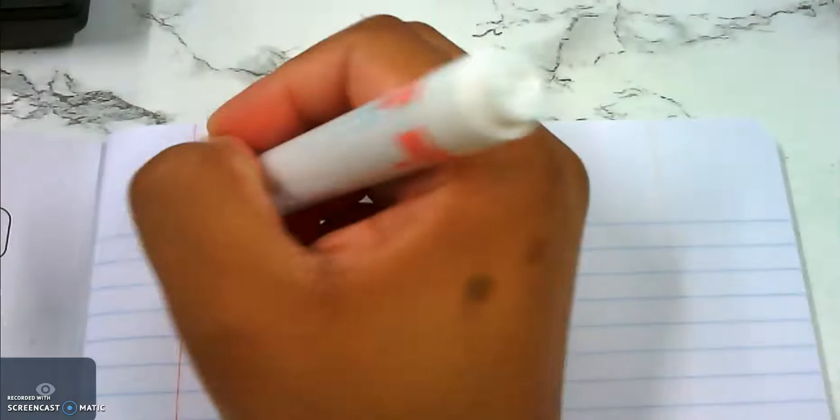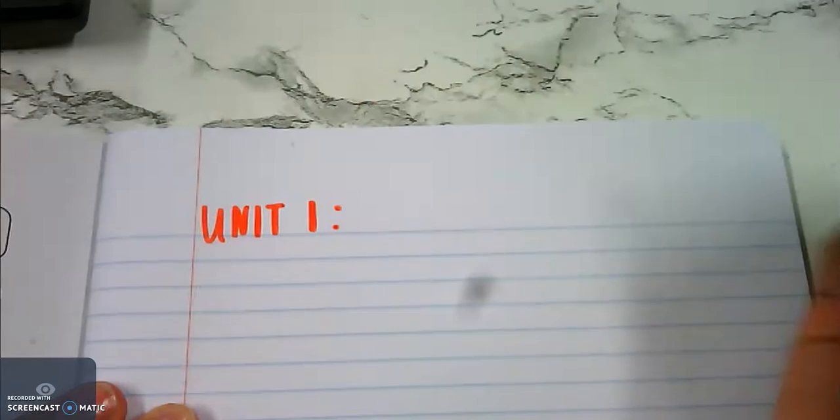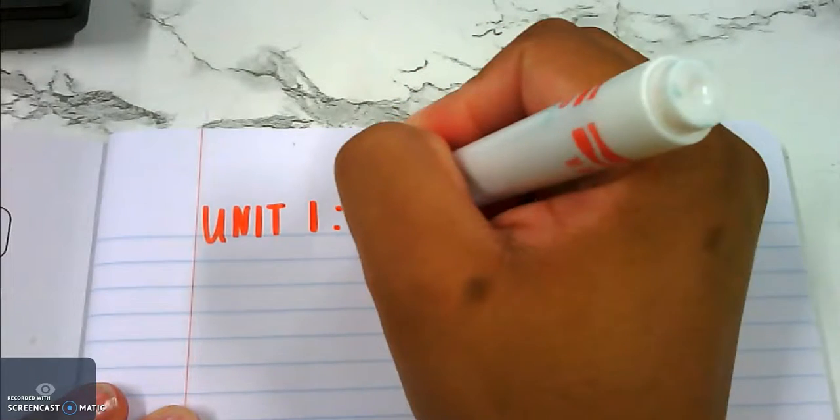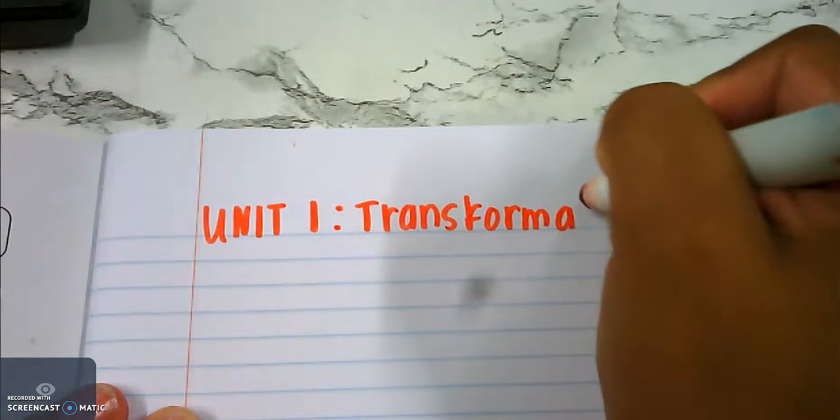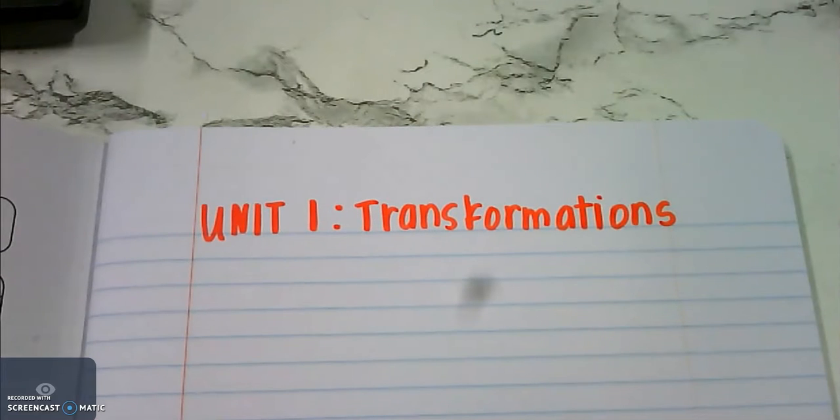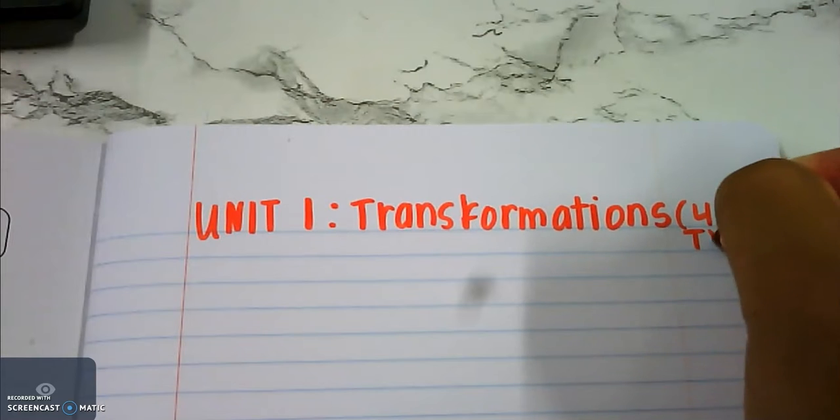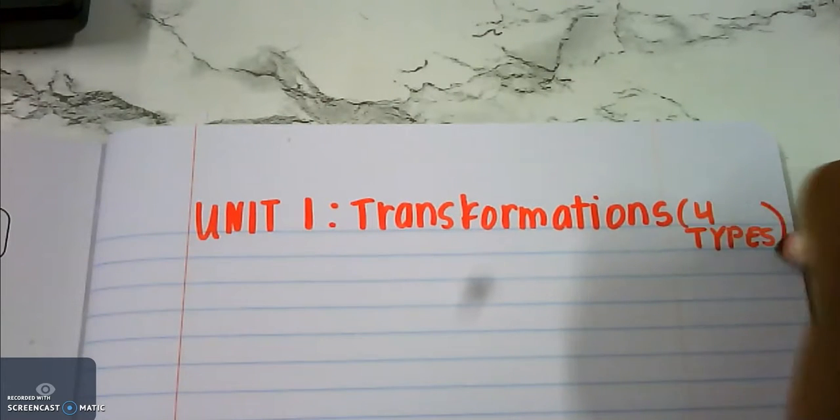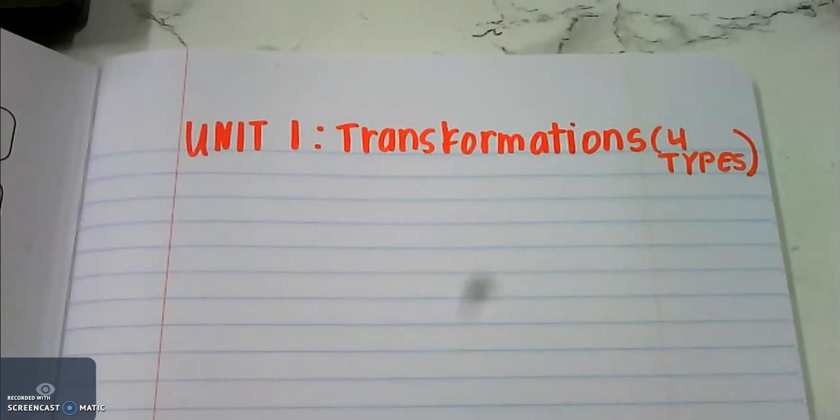So I'm going to just start on the first page and I'm going to put a title. This is our unit 1 we're starting with, and the topic is transformations. All right, and we have 4 different types of transformations that we'll discuss this unit. So 4 types. So the best way to take your notes is as I write, you write as well. Then you won't fall behind or have to go rewatch this video.